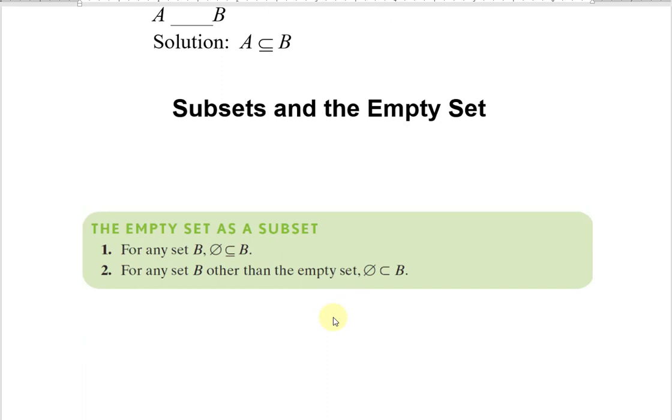The next topic is the subset and the empty set. For any set B, the empty set is a subset of B. So the empty set is a subset of any set. And for any set B other than the empty set, the empty set is also a proper subset of B. So these are the important rules about a subset. The empty set is a subset and also a proper subset.